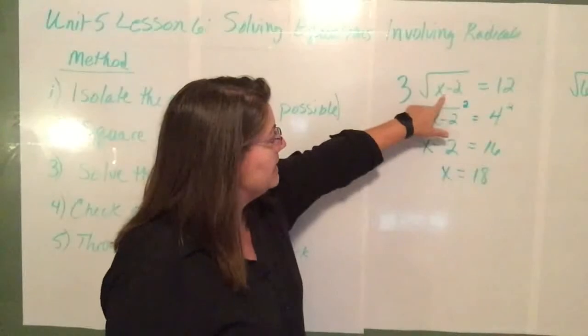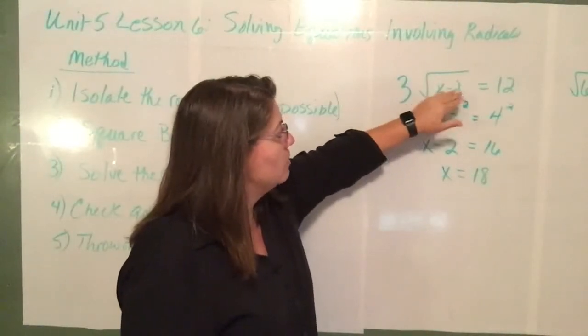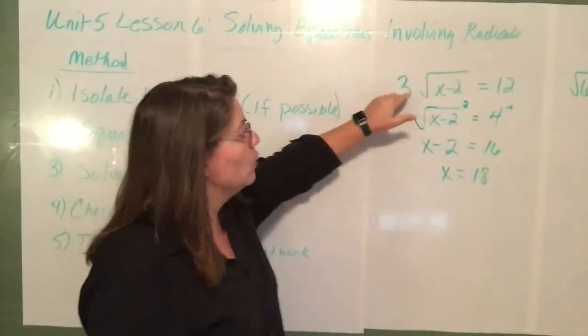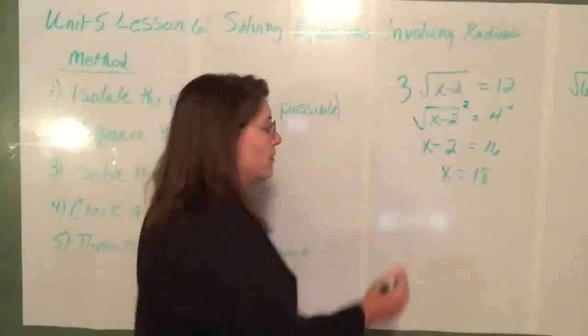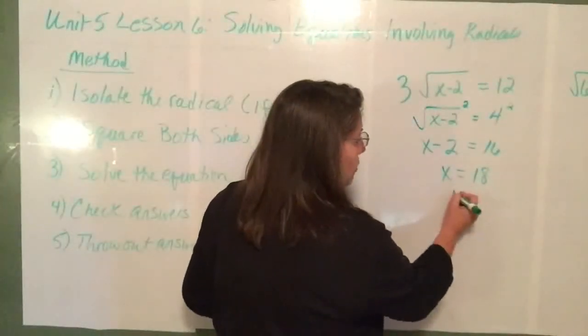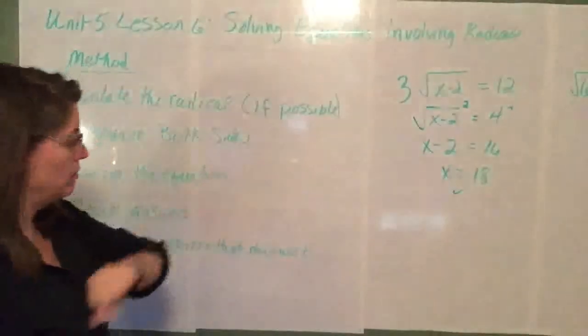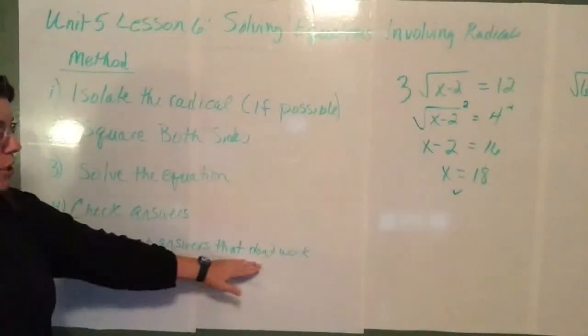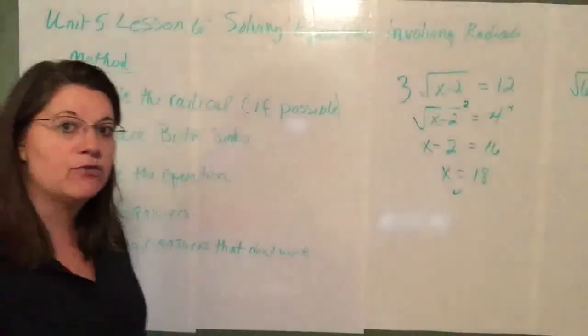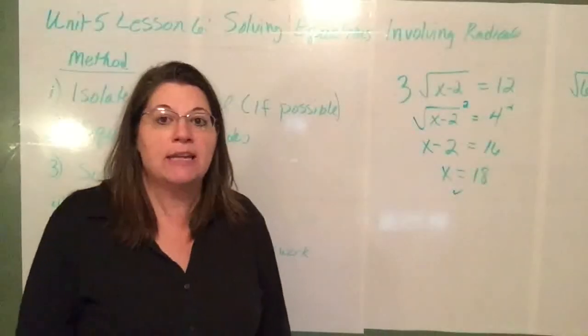If I plug 18 in, 18 minus 2 is 16, square root of 16 is 4, and 4 times 3 is 12. So that does work. We can keep x equals 18, and then we don't have to do step 5. We don't have any answers that didn't work, so we don't have to throw out any of the answers.